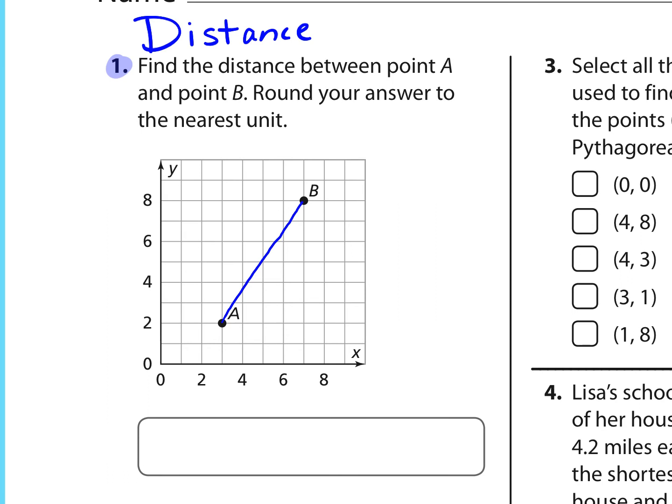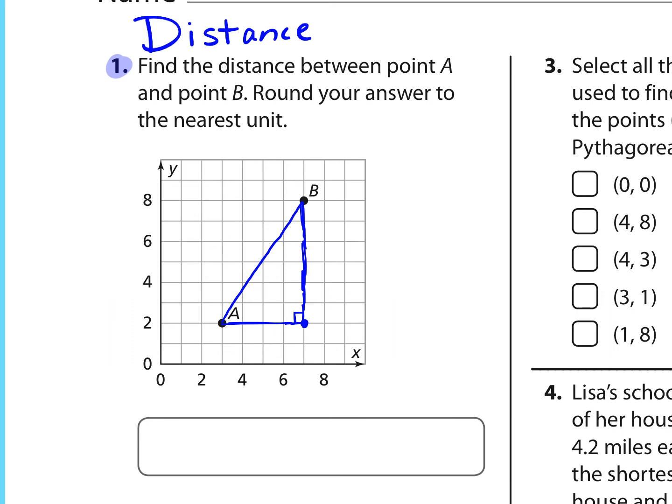I need to create a third point that has the same x-coordinate as one of those points and the same y-coordinate as the other point, which this point would work. It will have the same x-coordinate as point B and the same y-coordinate as point A. Another way to look at that is that it is below point B and to the right of point A. And so it forms a right triangle because we have a vertical distance and a horizontal distance.